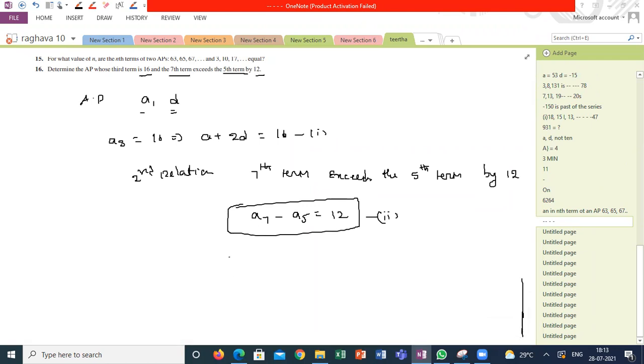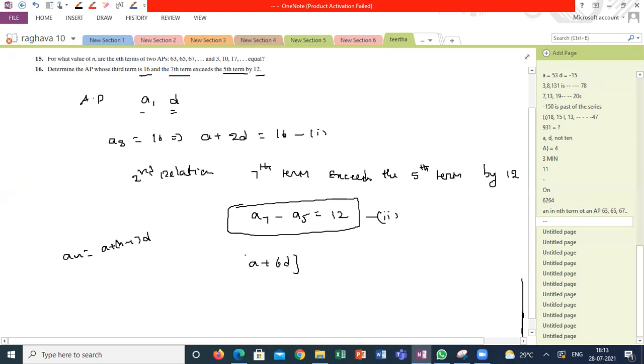Now, what is A7? According to the AN formula, AN is equal to how much? A plus n minus 1 into D. So A7 is equal to A plus 6D. A5 is equal to A plus 4D. The difference is 12. From here, A plus 6D minus A minus 4D is equal to 12. A cancels. 2D is equal to 12 and D is equal to 6.